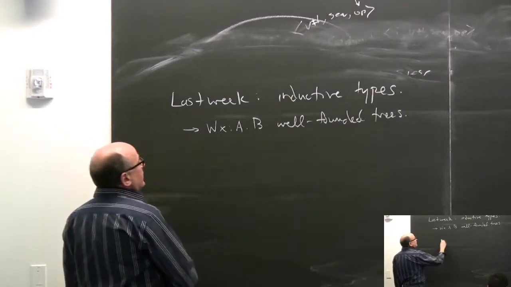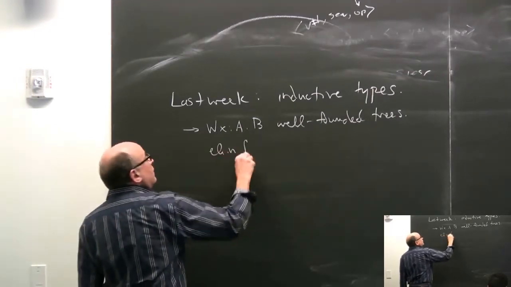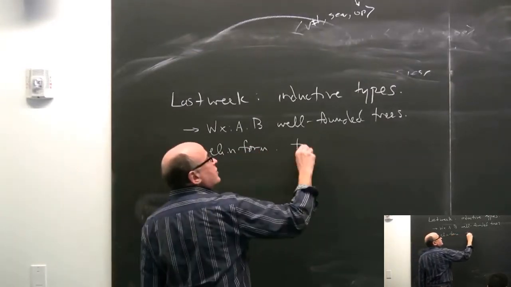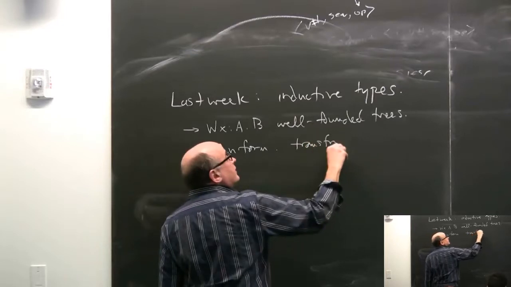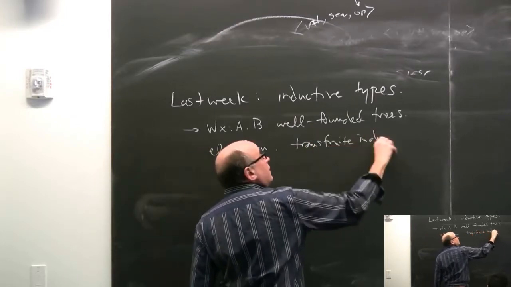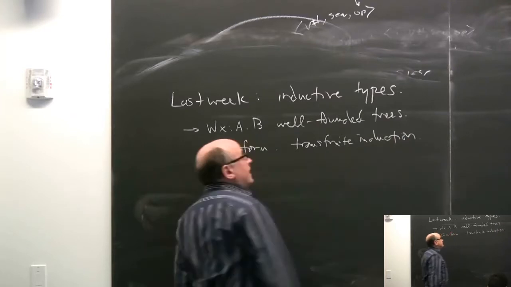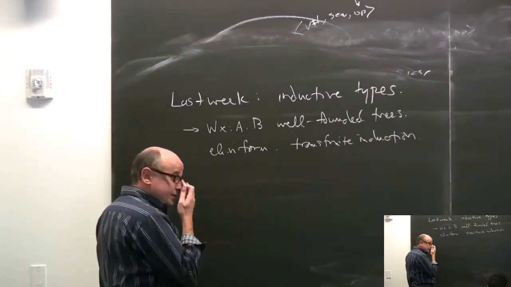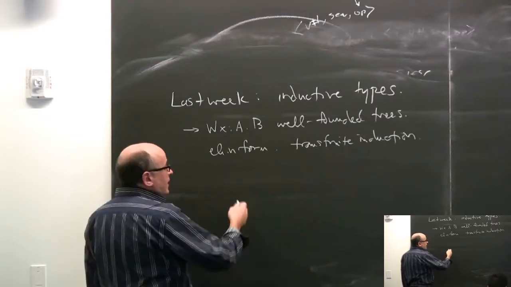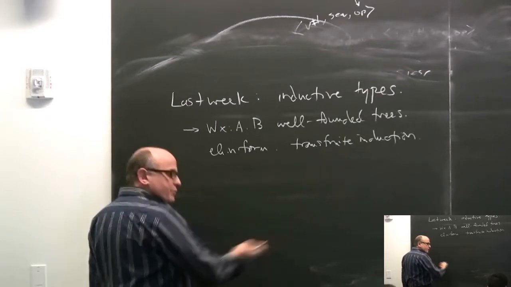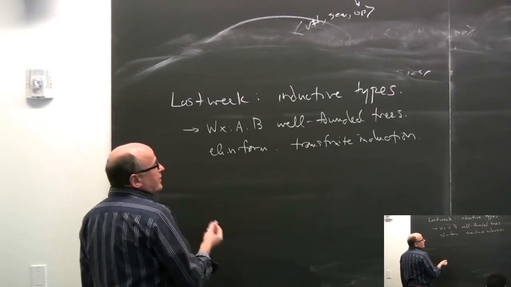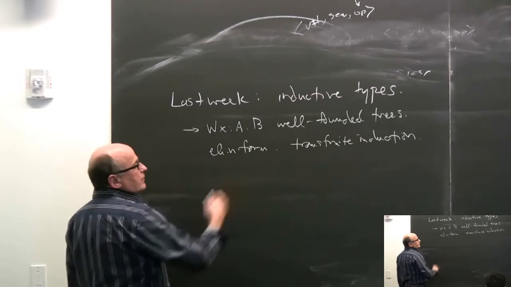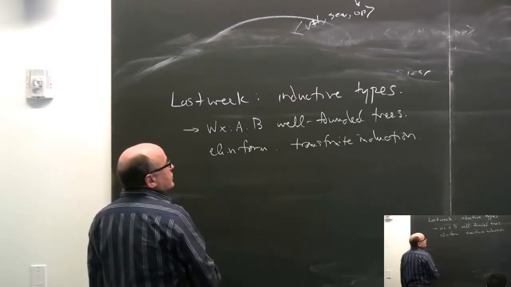And the elimination form for them is essentially some version of what you would call transfinite induction, which is the obvious thing that says inductively you can show that something holds for every one of these trees, if for any node, the assumption that the property holds for all of the predecessors implies that it holds for the node, then it holds for every tree. So that's what the elimination form was saying, and that was transfinite induction.